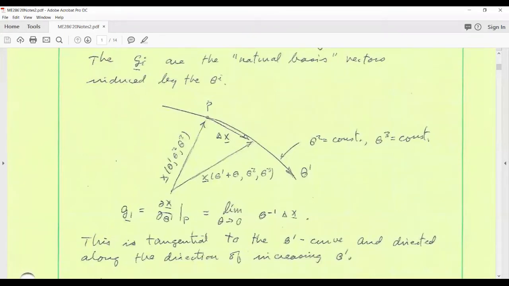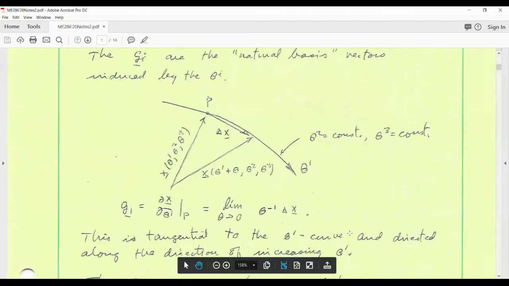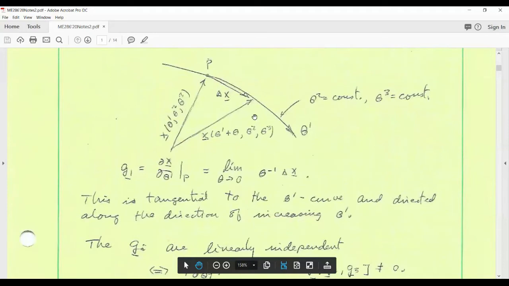As usual, the derivative is just the limit of a difference quotient. The limit of 1 over delta theta, where the difference between theta 1 and the incremented theta 1 is just delta theta. The limit as that goes to 0 of 1 over delta theta times the change in x, which is the chord between this point and this one. In the limit, as this point moves to P, the chord becomes tangential. So g1 is ultimately tangential to the theta 1 coordinate curve on which the other coordinates are fixed. And it's directed along the direction of increasing theta 1. So this gives you a way to visualize these g's with the subscripts. And so likewise, g2 is tangential to the theta 2 coordinate curve, the curve on which theta 1 and theta 3 are fixed, and so on.